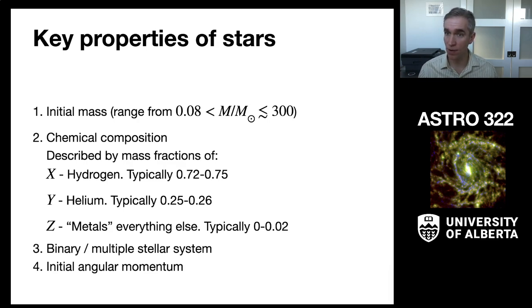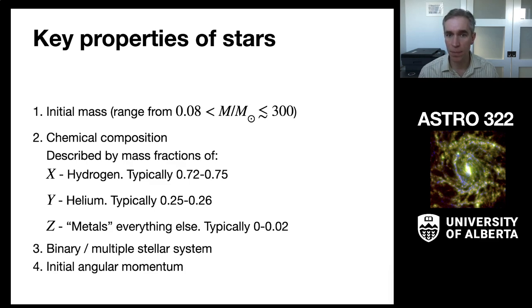Chemical composition is kind of a standard chemical composition for the universe as a whole. We typically describe it using the variables X, Y, and Z. So X is the hydrogen mass fraction. And so that means that in a star, if it has a hydrogen mass fraction of X equals 0.72, that means that 72% of the mass of the star is made up of hydrogen. The Y is a variable for helium, and that's typically 25 or 26%.